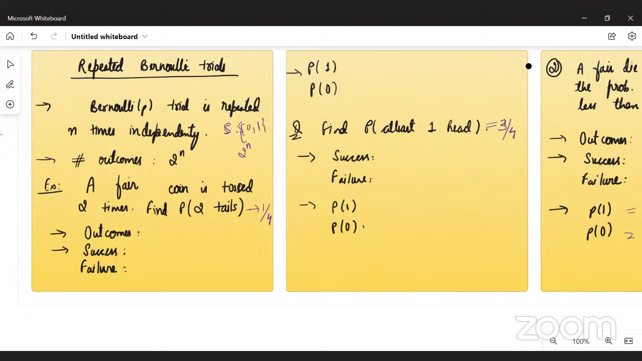So how did you find it? We had to find at least one head. If you toss a fair coin 2 times, your outcomes are going to be head head, head tail, tail head, and tail tail. And if I want at least one head, our event A is going to be HH, HT, and TH, and the probability of this is going to be 3 by 4, and failure is 1 by 4. So these are very basic distributions. You must have seen these in the Stats 1 course also.